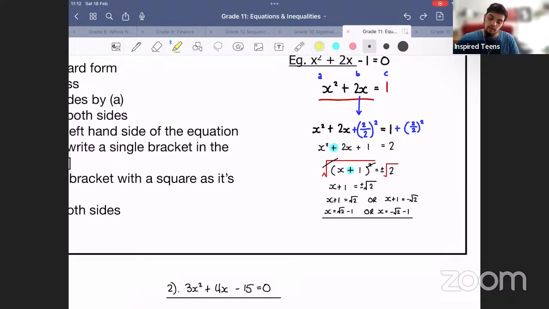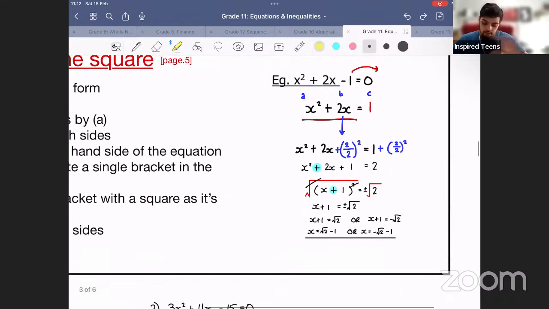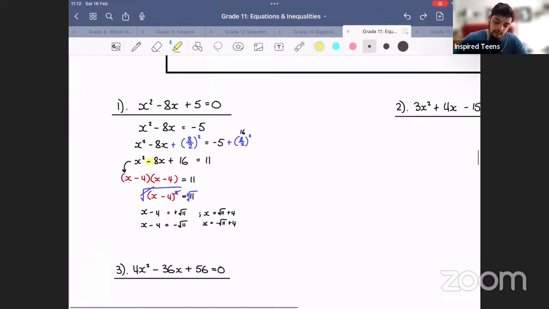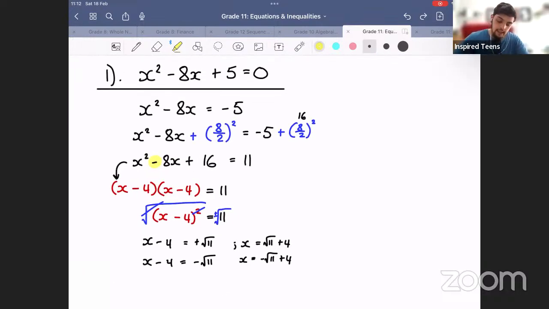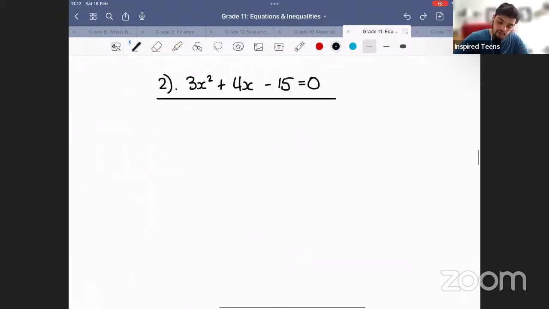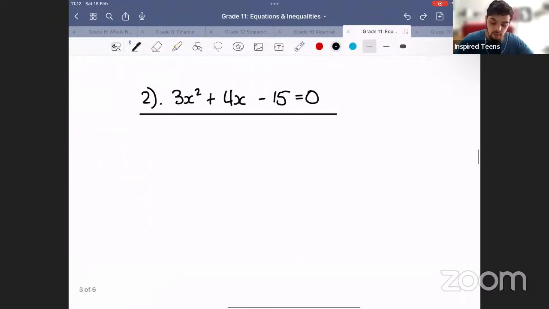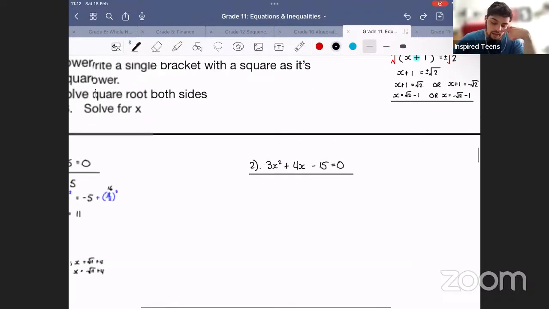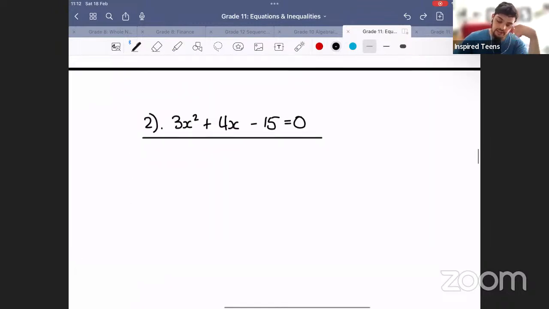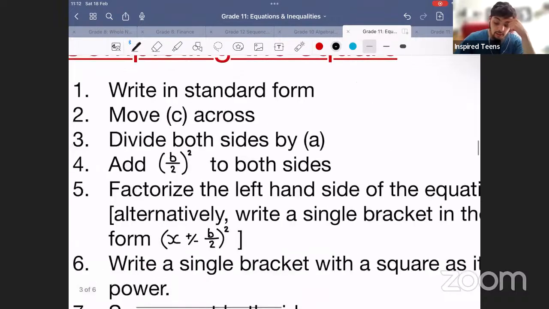Cool. We're not going to go through our example again. Let's just do our new example. Remember, the example we did was without a coefficient of a. Now we're going to do one with a coefficient of a. So we have 3x squared plus 4x minus 15. This is in standard form. Then it says move c across. C is 15. So 3x squared plus 4x is equal to positive 15.